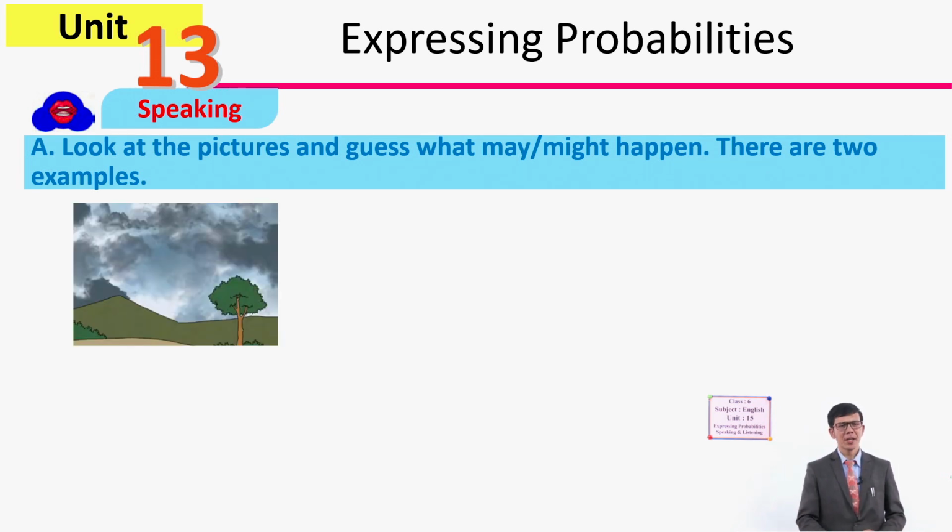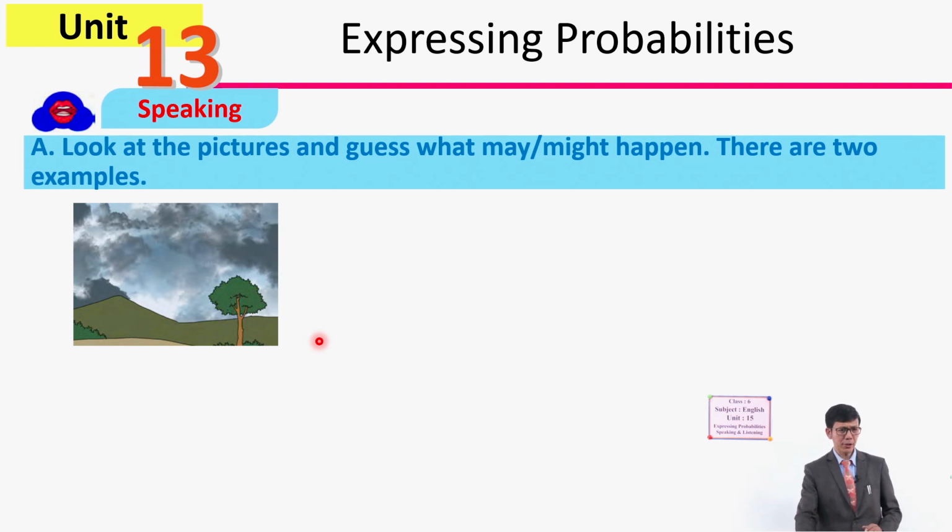Good. So let's look at this first picture. Okay, what can you see over there? Right? So what may or might happen there, you have to just make a guess. And you can use this may or might to express what may or might happen. Okay, so looking at the first picture, you can see there is cloudy weather there, right? How is the weather? Good, cloudy weather. So what might happen then?